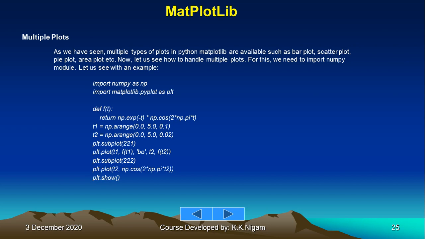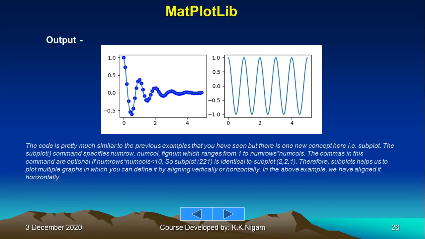Again, import NumPy as np, import Matplotlib, whatever code that you want. You have to define various things, and then you can write these codes. Now these are again available as an example, but you can use your own data points for that. Output would be like this. So the code is pretty much similar to the previous example that you have seen, but there is one new concept here, that is subplot.